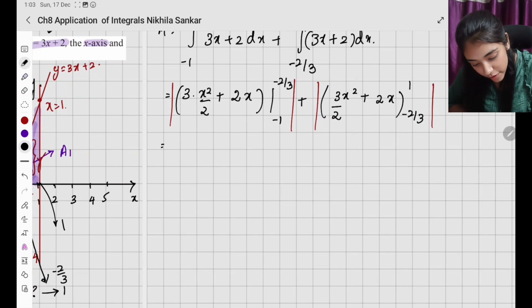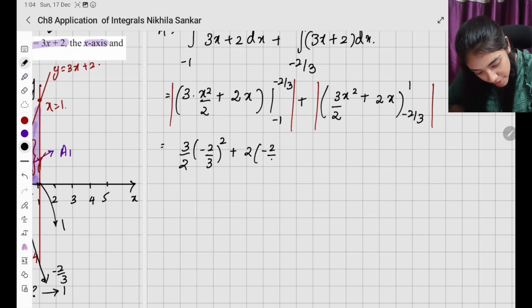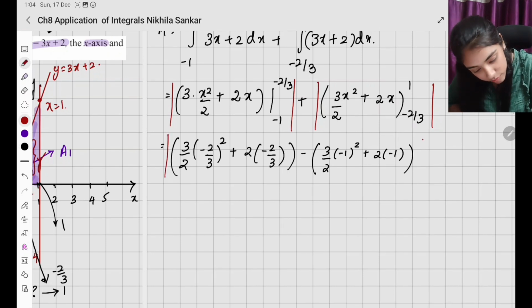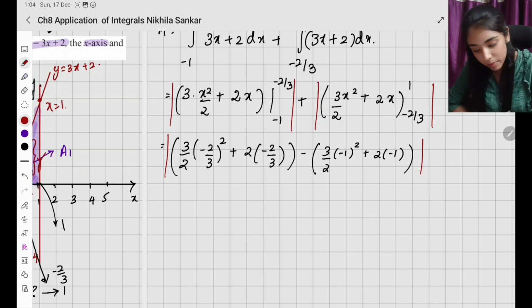Now when I solve the first term, I have 3 by 2 times x square, and I substitute the upper limit. So 2 by 3 the whole square plus 2 times minus 2 by 3. This is going to be my upper limit minus lower limit, which is going to be 3 by 2 times minus 1 the whole square plus 2 into minus 1, and this has to be within the absolute value. Correct? This is the first term, upper limit minus lower limit.